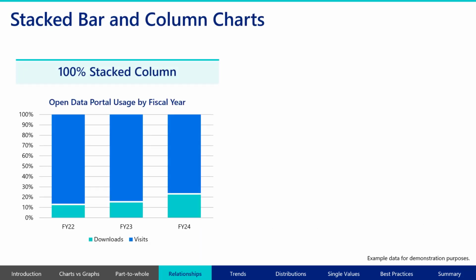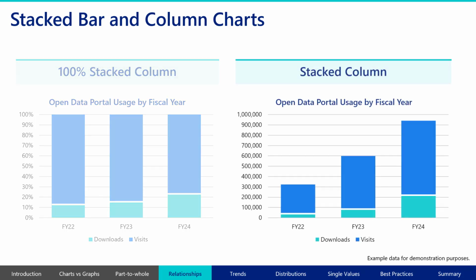Earlier, we talked about using 100% stacked bar and column charts to visualize part-to-whole proportions when there is more than one variable. If you want to visualize and compare numeric values instead of proportions, a regular stacked bar or column chart is a good option.